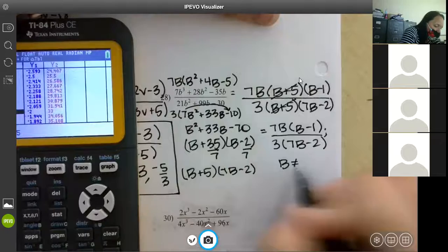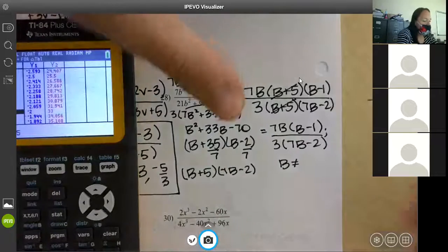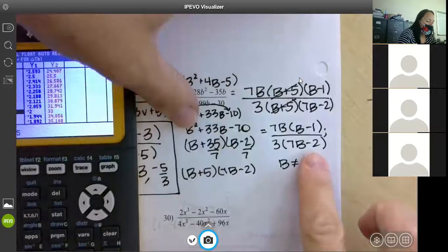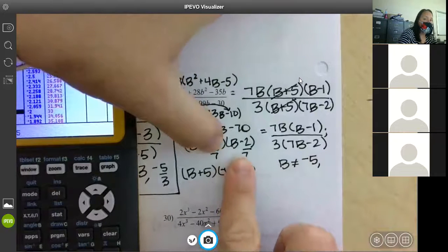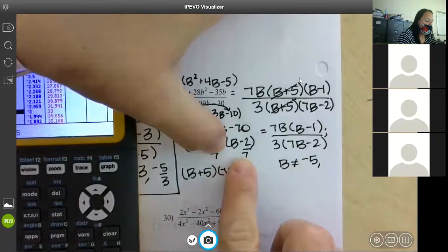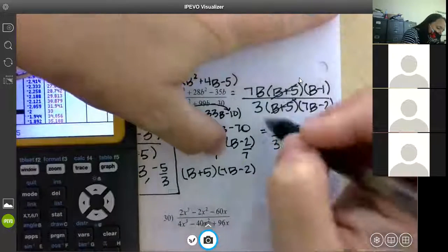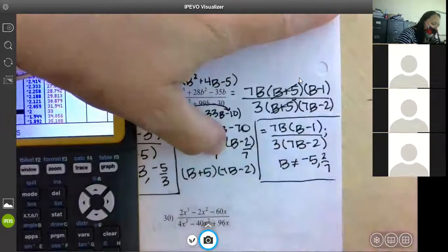b cannot equal, what did I cross out? Or where is my hole? Negative 5. Also on the bottom, remember this was negative 2/7. So where is my vertical asymptote? Positive 2/7. That's your full final answer.